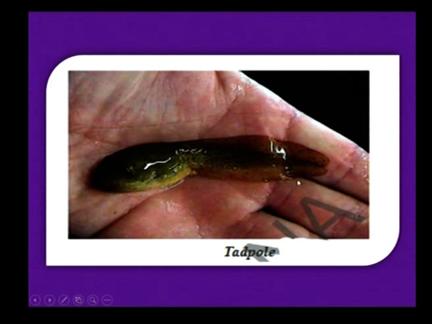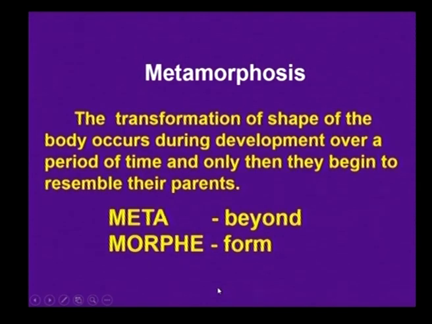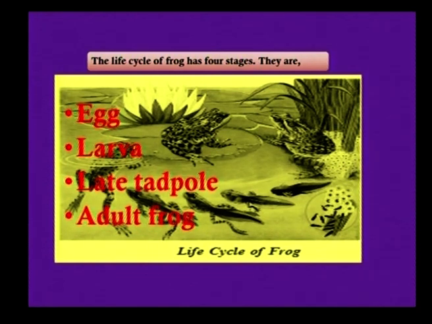Children, do all offspring resemble their parents? We know that human beings, dogs, cats resemble their parents, but in some animals the offspring does not resemble their parents. Which animals show this? This looks like a small fish. Observe here the eyes. It has a tail also, but it is not a fish. It is the baby of a frog. It is called the tadpole. The process is called metamorphosis. Meta means beyond and morphe means form. The transformation of shape of the body occurs during development over a period of time, and only then they begin to resemble their parents. The life cycle of frog has 4 stages. They are egg, larva, late tadpole, adult frog.